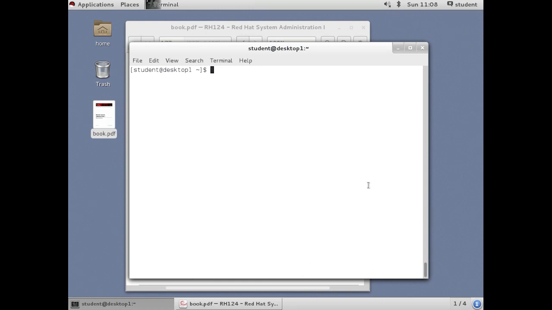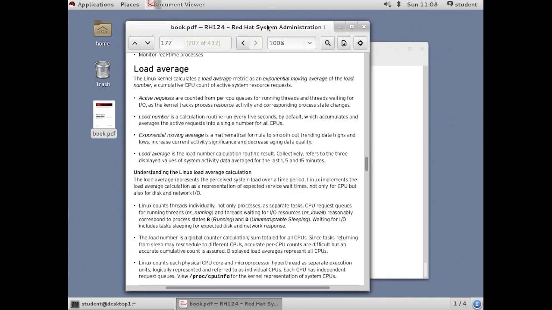The Linux kernel calculates a load average metric as an exponential moving average of the load number, a cumulative CPU count of active system resource requests. Okay, that's a mouthful. An active request first is something that is runnable, something that is ready to do work. It is not something that is waiting on I/O. It's actually ready to be put on the CPU.